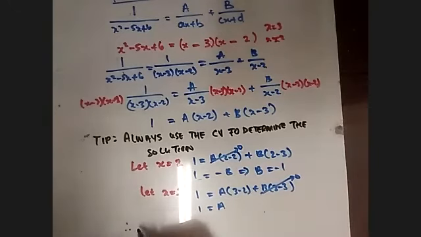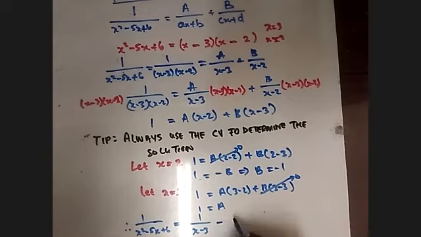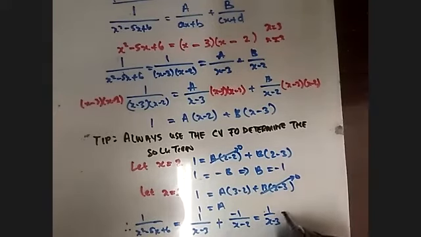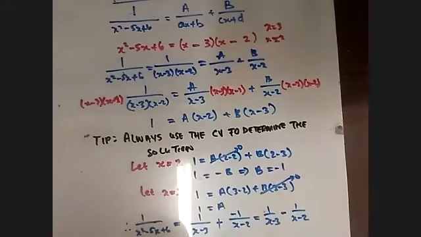Then we are going to say 1 all over x squared minus 5x plus 6 is equal to, what is the value of a? It's 1, so 1 over x minus 3, minus b, which is minus 1, all over x minus 2. Then we can write this as 1 all over x minus 3 minus 1 all over x minus 2. Then this becomes my final one.